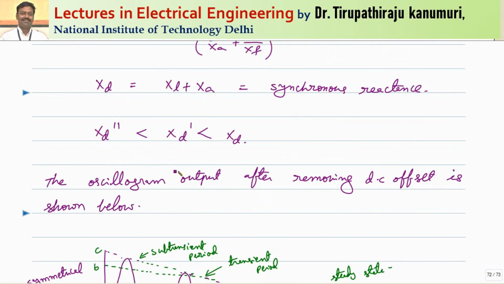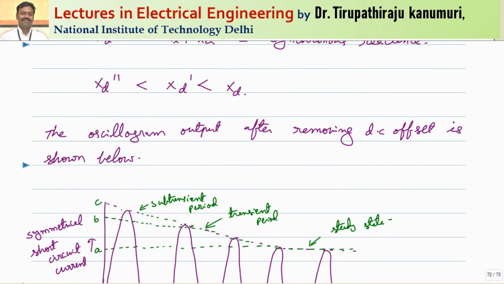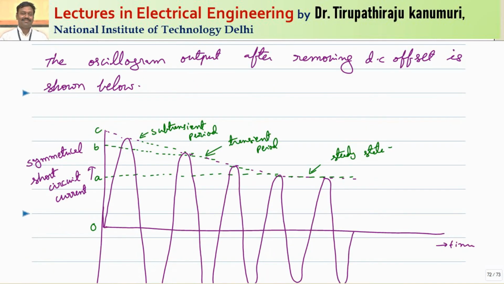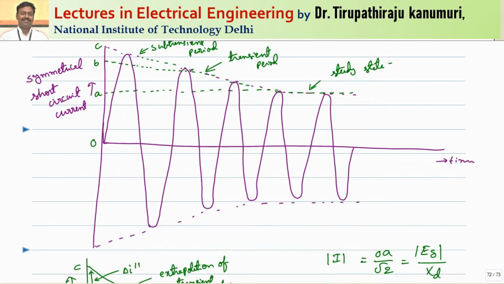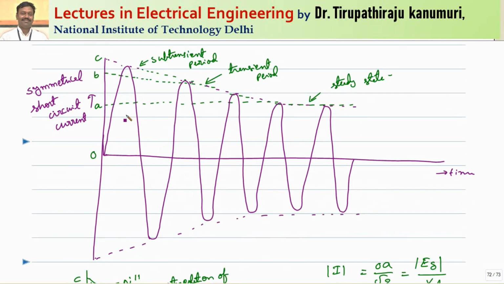So from this we can observe that X_d'' is less than X_d' is less than X_d. So the oscillogram output after removing the DC offset, because in different phases the behavior is different. So in order to make a general analysis, I am removing the DC offset and assuming that the DC offset is made 0, how the waveform will come. So that waveform will come like this.